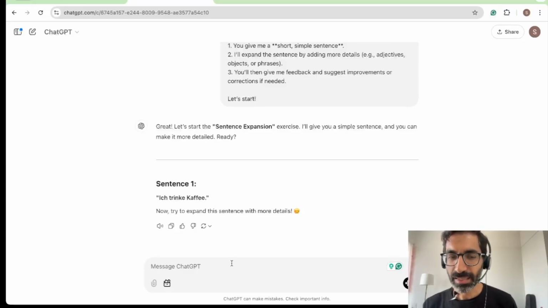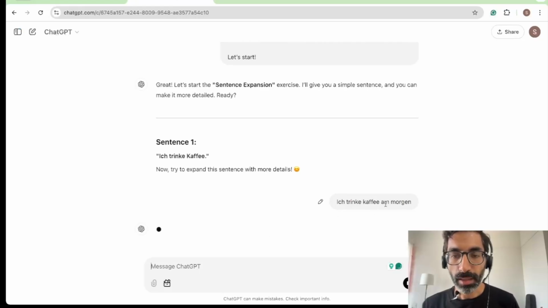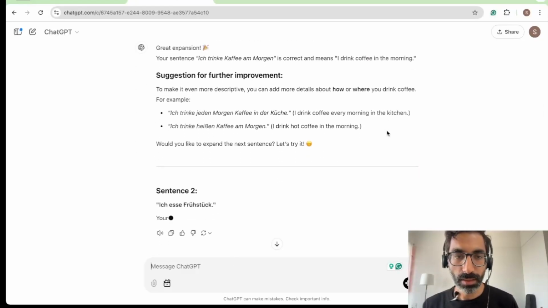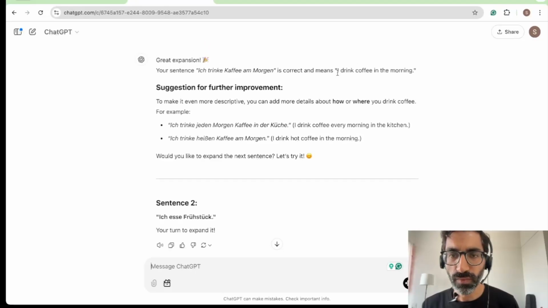I know it means I drink coffee. So, Ich trinke Kaffee am Morgen. I learned this am Morgen in the previous prompt, so let's see if this is correct. Okay, it's a great expansion, which means I drink coffee in the morning. Again, it's also giving me suggestions for further improvement, so I can also say something along the lines of Ich trinke jeden Morgen Kaffee in der Küche, which means I drink coffee every morning in the kitchen.